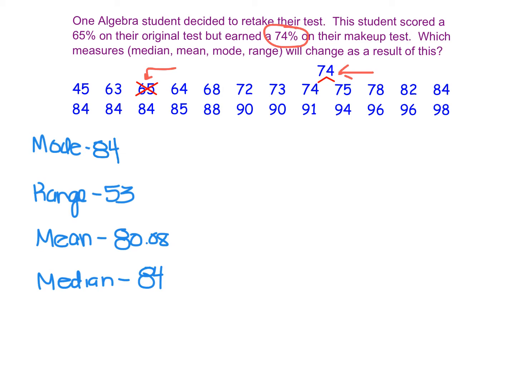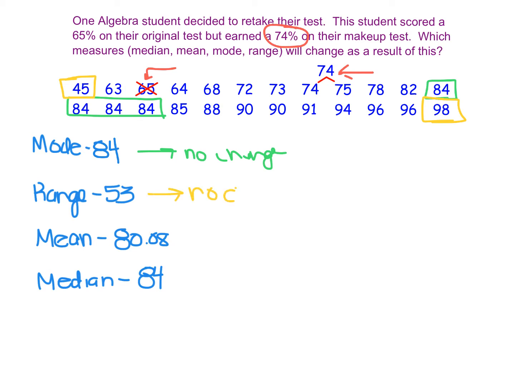So if we take a look, remember that the mode is our most popular number. Inserting the 74 results in no change to our mode. In order for the mode to change, one number would have to overtake the other as the most popular or become the same. And in this case, the mode is still 84 because there are 4 84s in this particular problem. Then if we look at the range, because the range only deals with the highest number and the lowest number and finding the difference, this change in the middle has no impact on the range either.